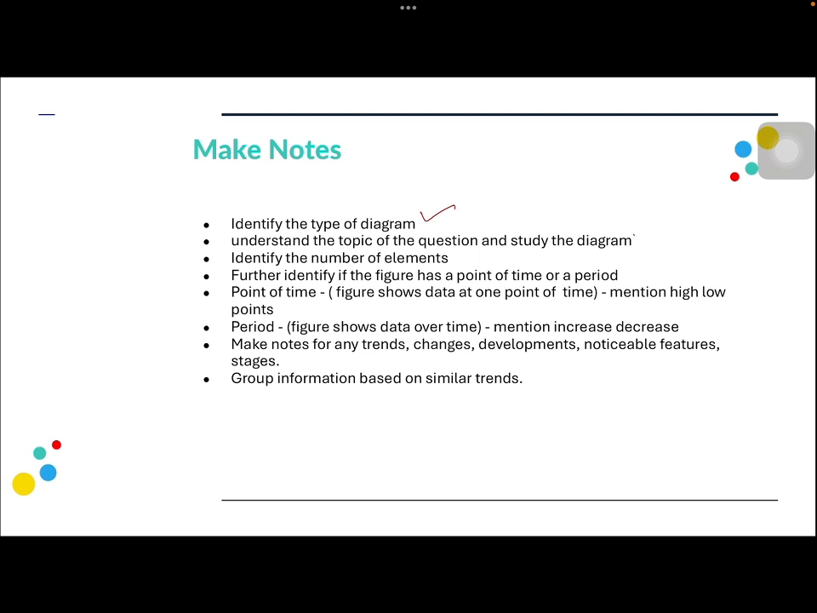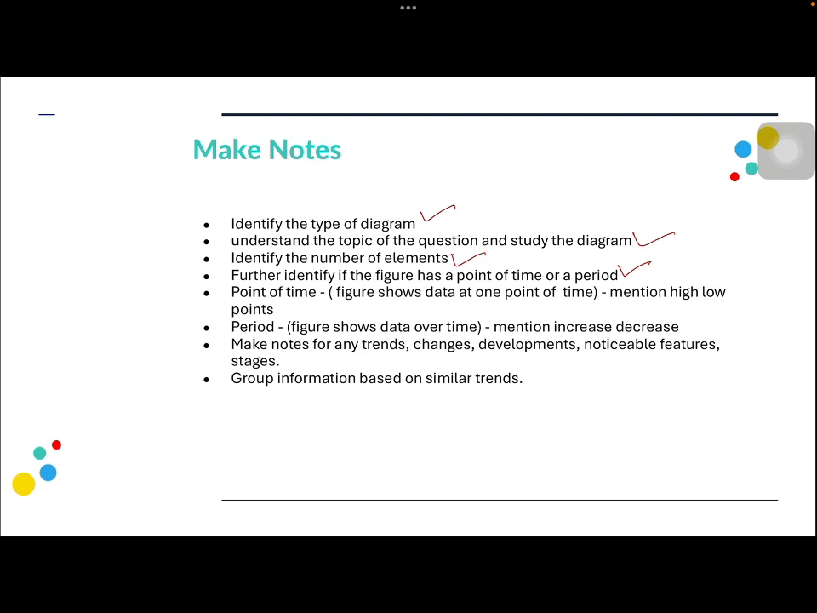So the next step would be understanding the topic of the question and study the diagram very carefully. Identify the number of elements. So the number of elements are what are the major key components along with the time period and the unit of measurement, whether it is in pounds, US dollars, AUDs, grams, depending on the context of the question, right? Further, identify if the figure has a period of time or a point of time. If the figure has a point of time, you are going to look at the highest and least data points to identify the major highlights of the question. If the figure has a period of time, you are going to look at the increasing or decreasing trends.